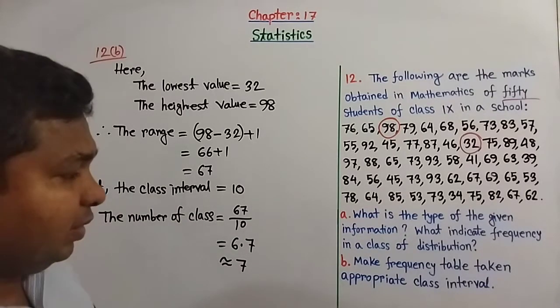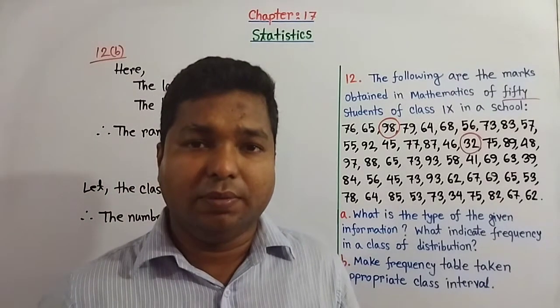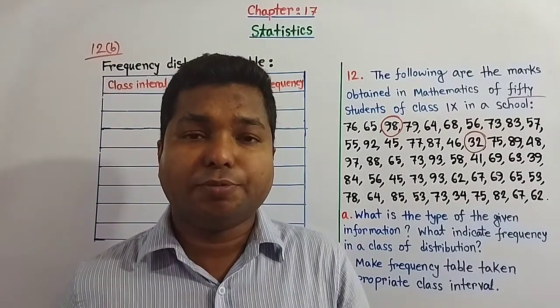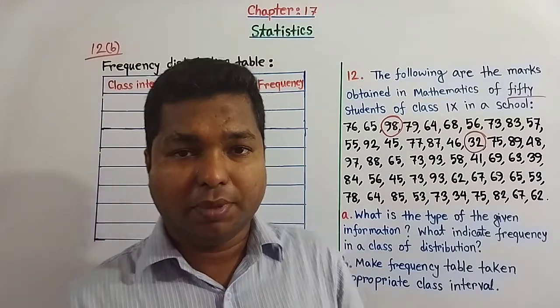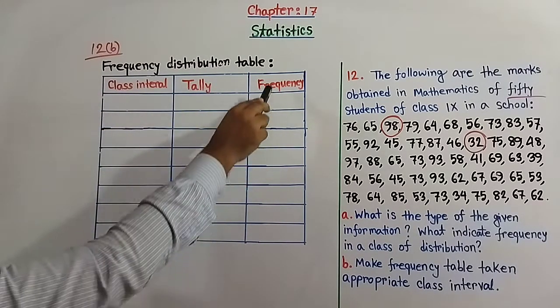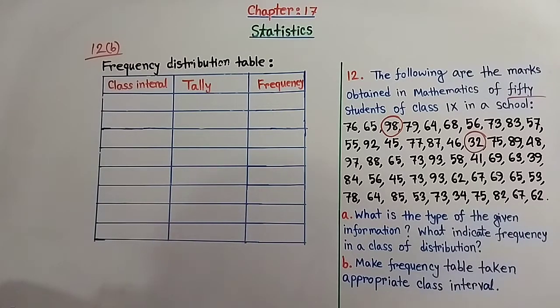Now we make the frequency distribution table. For making a frequency distribution table, we have to draw a minimum of 3 columns: class interval, tally and frequency. Now at first we write the class interval.